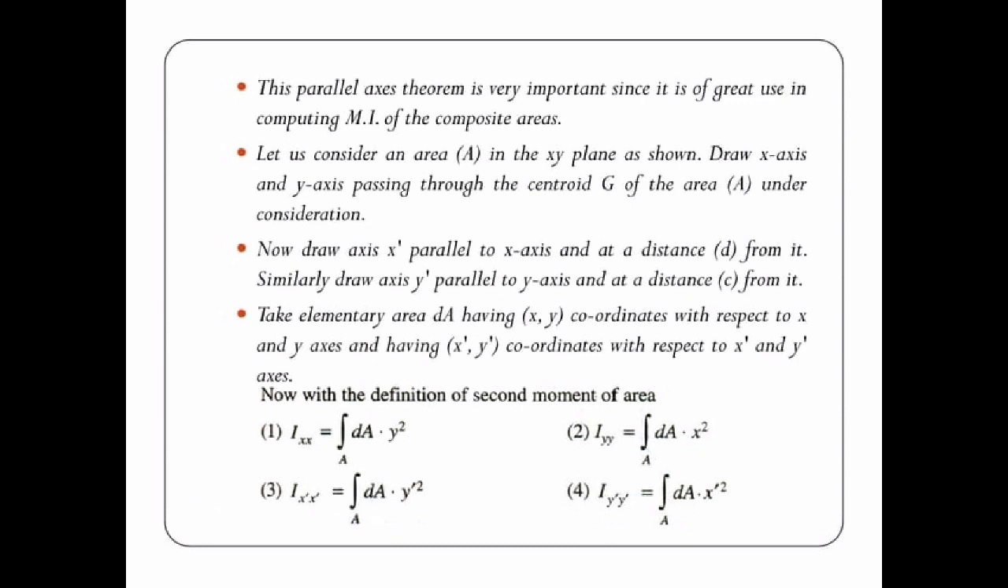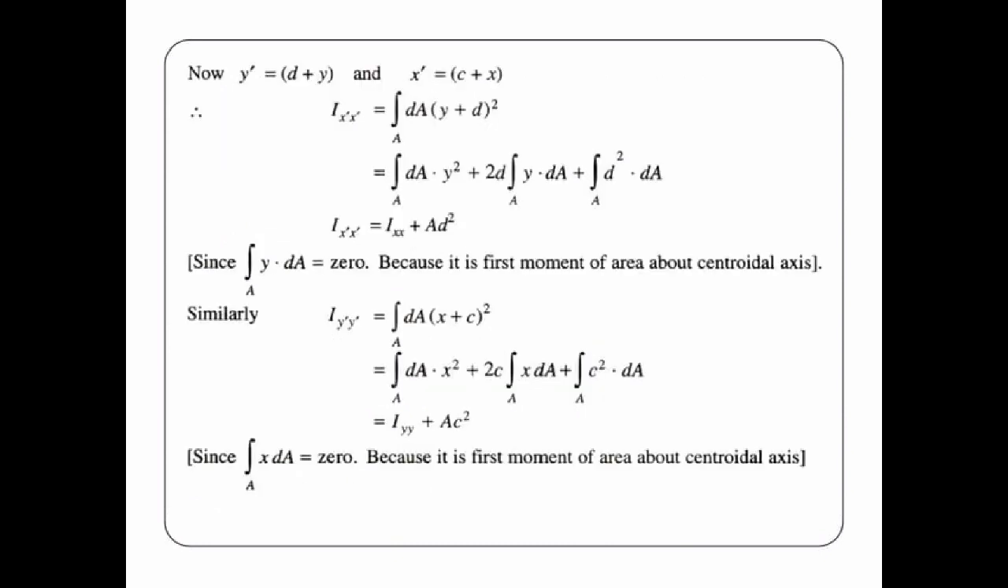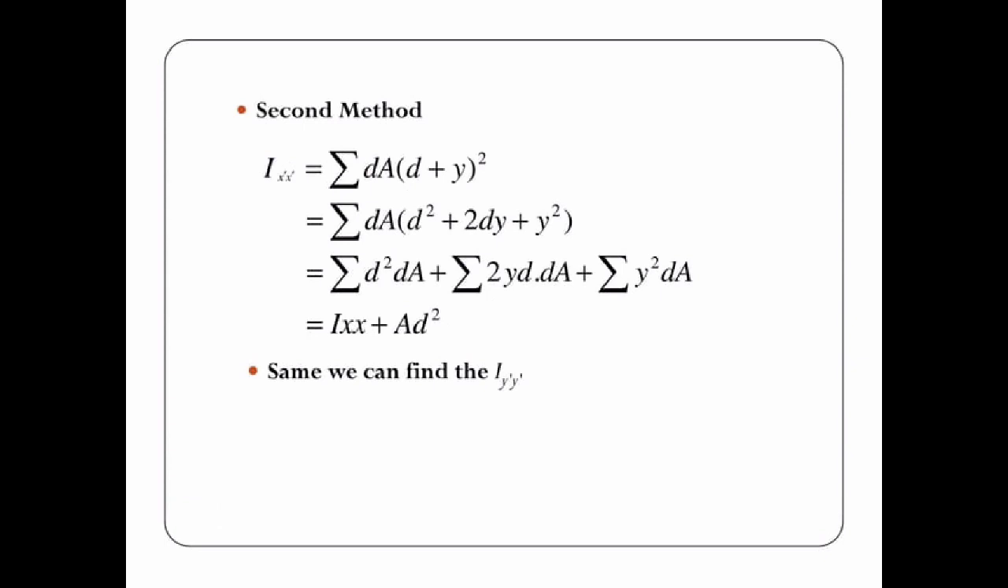The adjusted area moment of inertia Ix'x' can be calculated by summing the moment of inertia about the centroidal axis and the product of the cross-sectional area A and the square of the distance d between both axes, with Ix'x' equal to the summation of dA (d + y) squared. That is, Ix'x' equals Ixx plus A d squared. This is called the parallel axis theorem equation, and this is the parallel axis theorem.